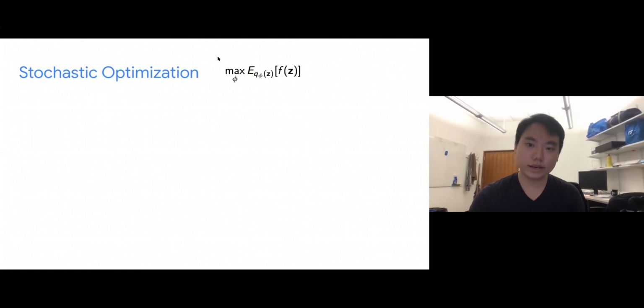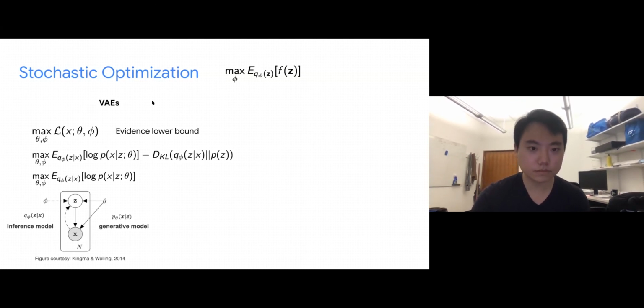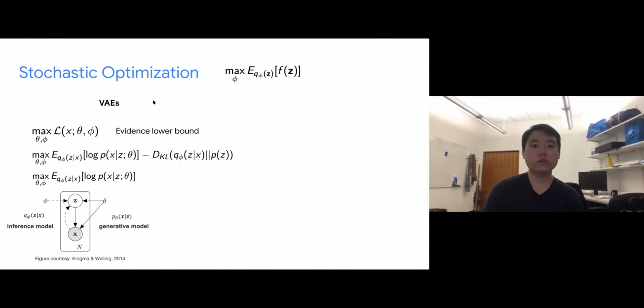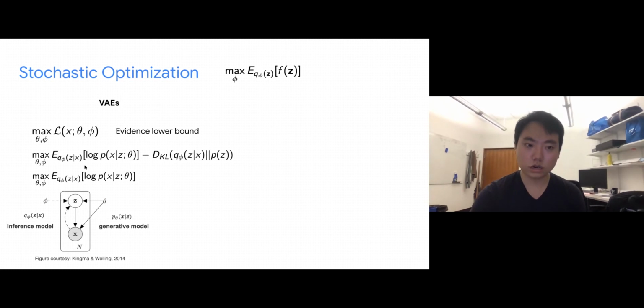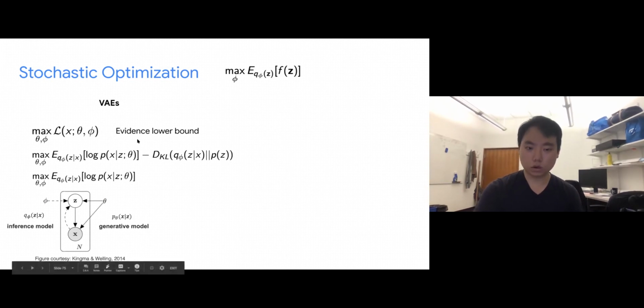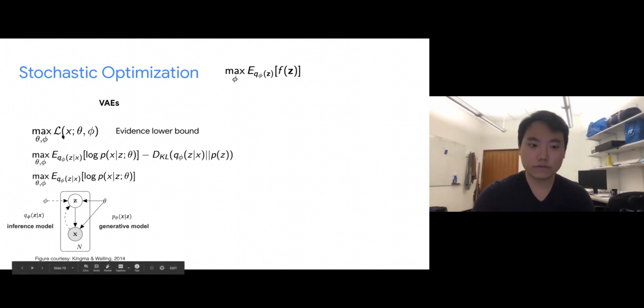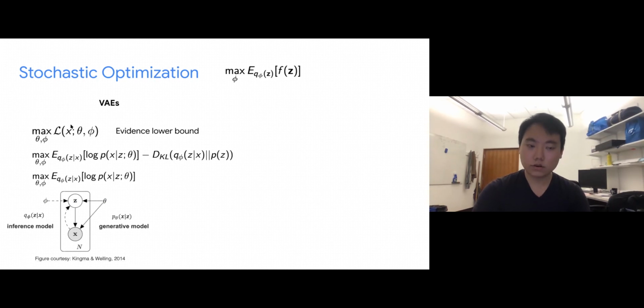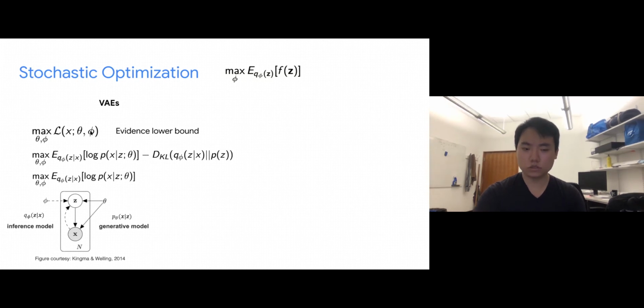So why did I give you this problem? Well, this is a very general problem setup that we actually saw before. We actually saw this in VAEs. So if you recall what we had in VAEs, we started by deriving this evidence lower bound, right? And in this case, the evidence lower bound depends on x and also depends on two parameters, theta and phi. So what are these two parameters?